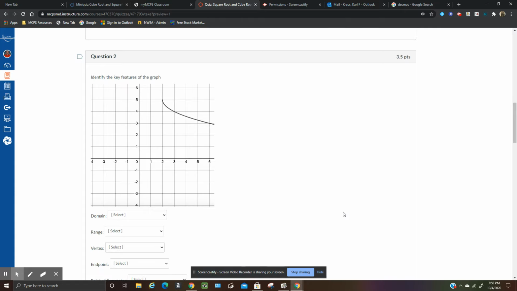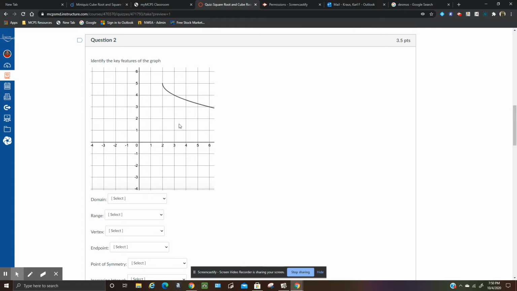All right, identify the key features here. Once again, you're going to have to use the correct interval notation. So x is greater than or equal to 2. They don't have that written as an inequality, but you want the one with the square bracket here. So 2 to infinity, which means it includes 2, because that's the endpoint there. 2 to infinity on the domain. The range goes from -infinity to 5, and I want a square bracket around the 5.